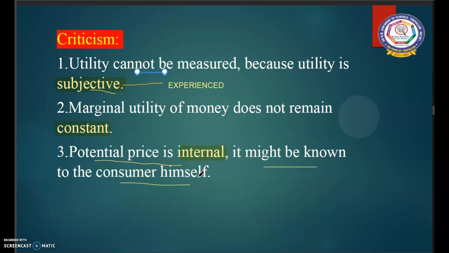Okay children, today we discussed consumer surplus. We learned how to calculate consumer surplus, and we also discussed some criticisms.